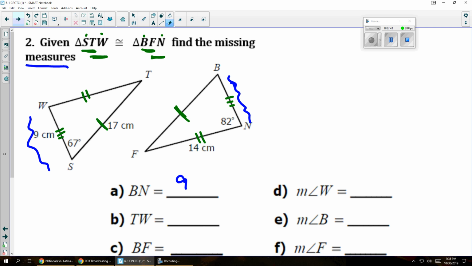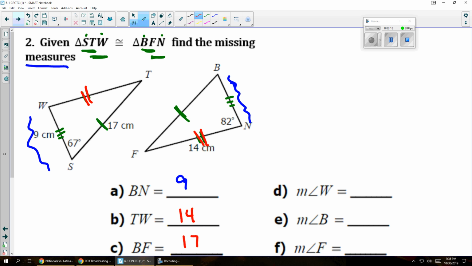TW has 2 marks right here. The side with 2 marks here is 14. And finally, BF goes with the 1 mark, so ST goes with 1 mark. If you keep the letters corresponding, take your time, and point to them with your pencil as you work, you have a much better chance of getting these right because they just follow the same order pattern.